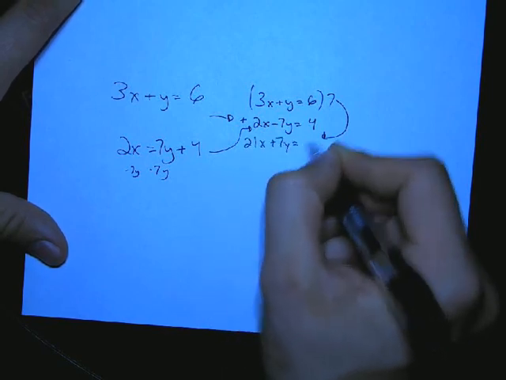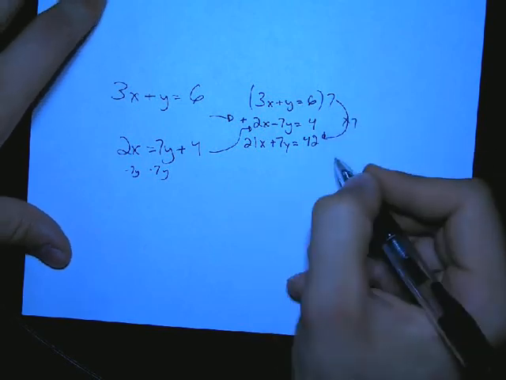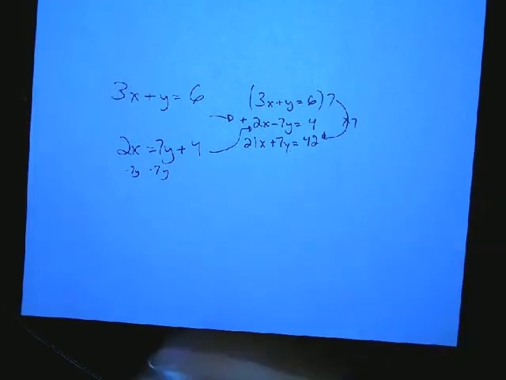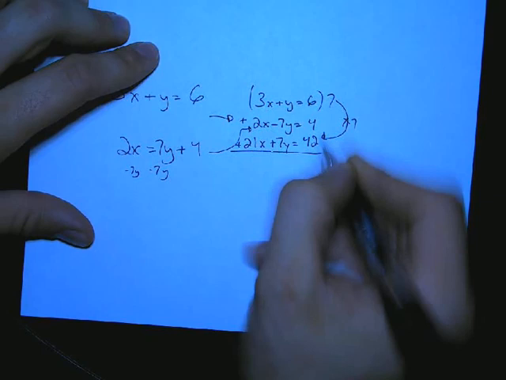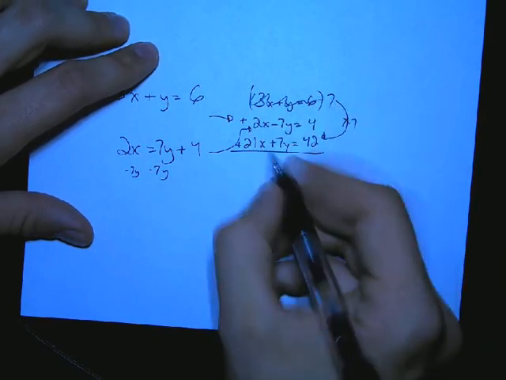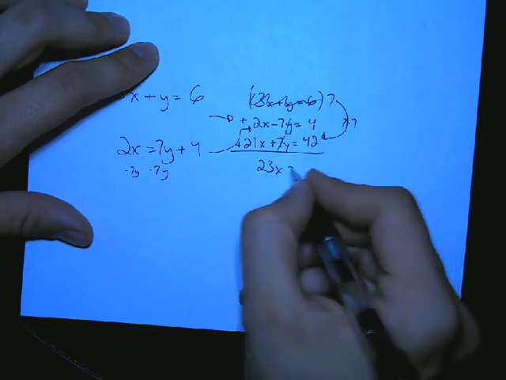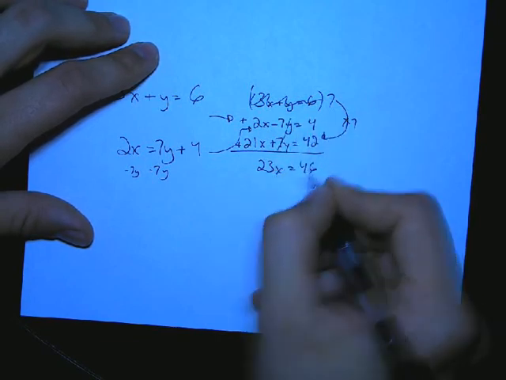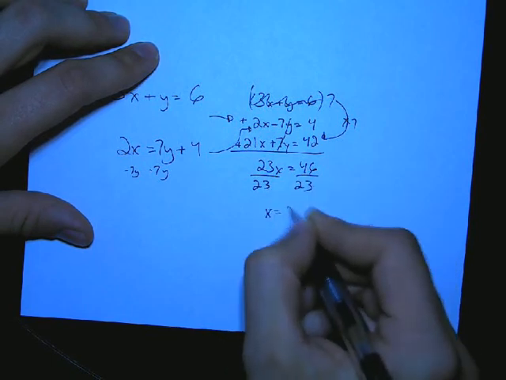The reason is because if I multiply by 7, everything is multiplied by 7. My y's now cancel out. This is what I want. When I add these two equations together, I want one of the two variables to go away. In this case, my y's will go away. So I'm going to take these two equations right here. 21x plus 2x is 23x. My y's cancel. 42 plus 4 is 46. I pull that 23 off my x, and x is equal to 2.